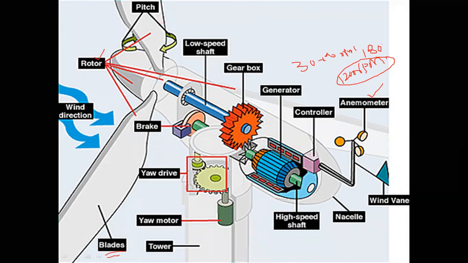Here the shaft position is horizontal. For that purpose, this represents the horizontal axis windmill. In this low speed shaft, based upon the rotation of the wind blade, the power is generated. In this low speed shaft, the rotation is 15 to 30 rpm. After that, it is attached to the high speed shaft with the help of the gearbox.